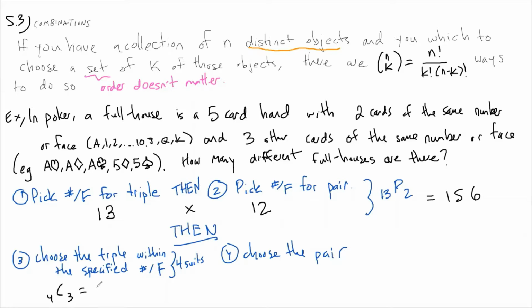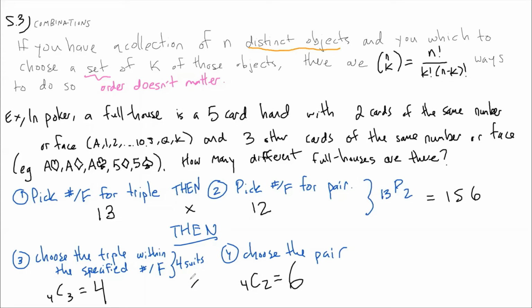You can calculate this or plug it in, but that should just be 4. It's easier to think of which card you are going to leave out. You've got 4 in total and you're choosing 3, so there's only 4 sets you can make by just omitting one of the 4 cards. And then choosing the pair. Again, there's 4 suits and I want 2 cards. So that's going to be 4C2. That one is a little bit more work, but just plug it in and we'll get 6.